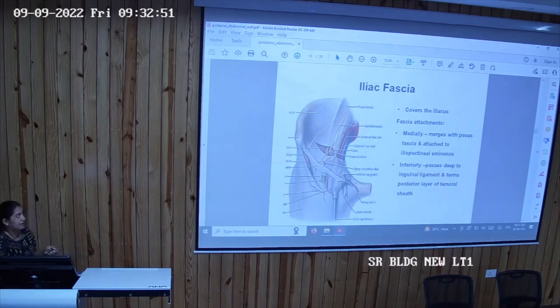Now the fascia iliaca or iliacus fascia. So iliacus fascia would be covering the muscle, that is iliacus muscle. So this is covering the whole of the muscle here. So you can see these. This is also forming the part of the femoral sheath. So posterior layer of the femoral sheath is derived from the fascia iliaca. So medially it is merging with the psoas major, that was covered with the psoas fascia, and inferiorly it passes down the inguinal ligament. When it is passing down the inguinal ligament, there is a formation of femoral sheath where it forms the posterior layer of the femoral sheath.